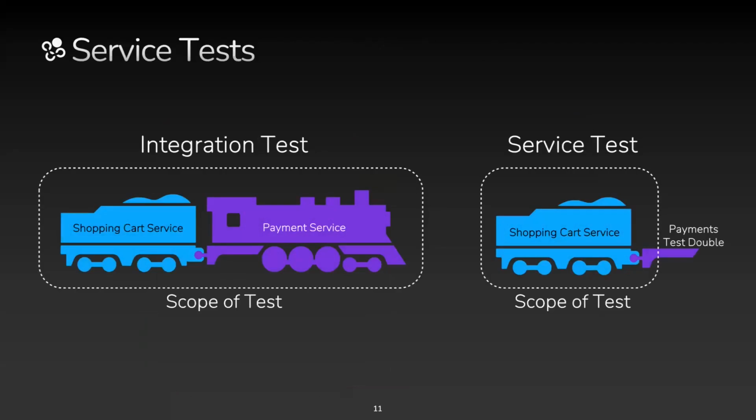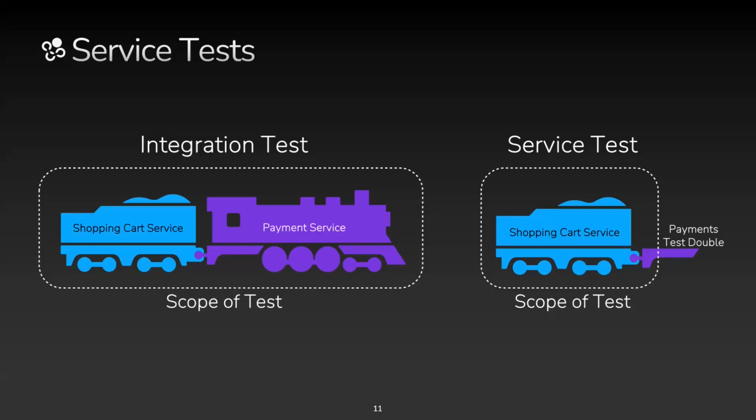One way to get around this problem is to use a service test. With a service test, the shopping cart team uses a test double instead of the real payment service. The test double simply returns a canned response when a request is made to it. Using a service test instead of an integration test saves the shopping cart team from having to run the actual payment service.